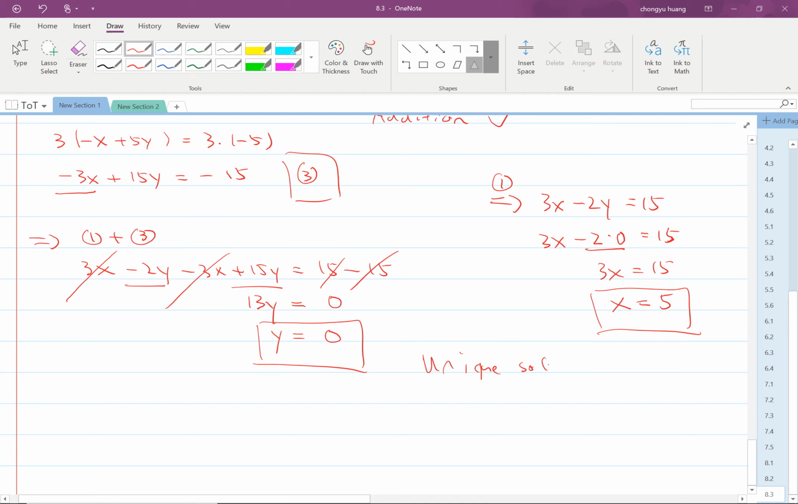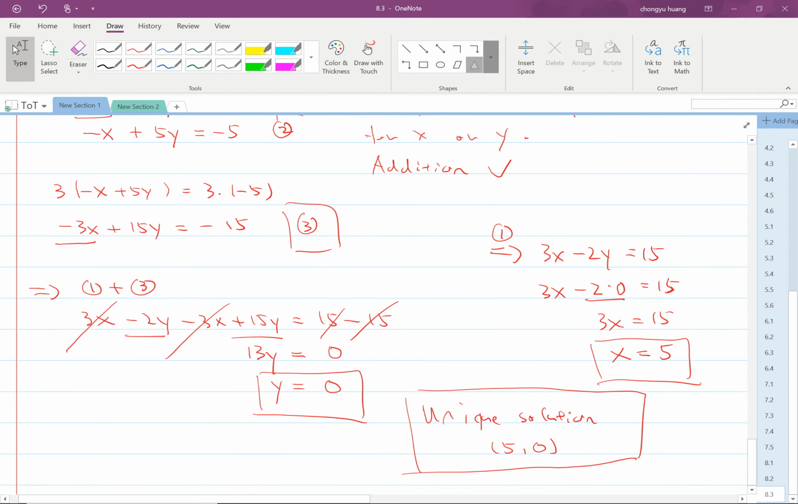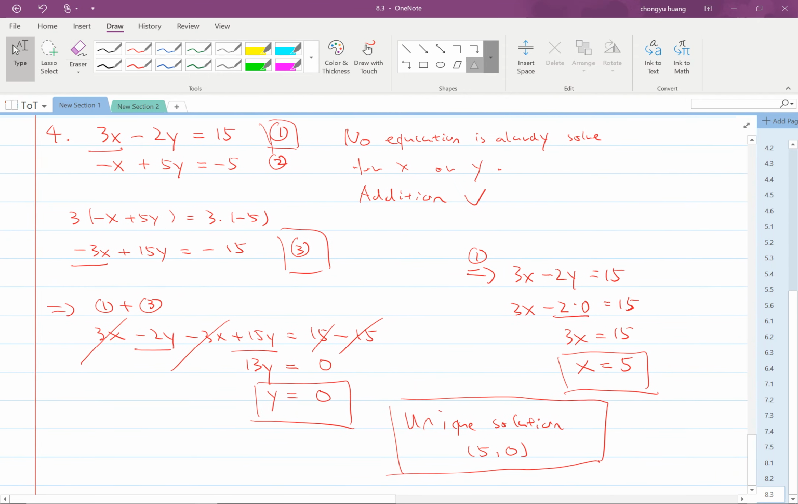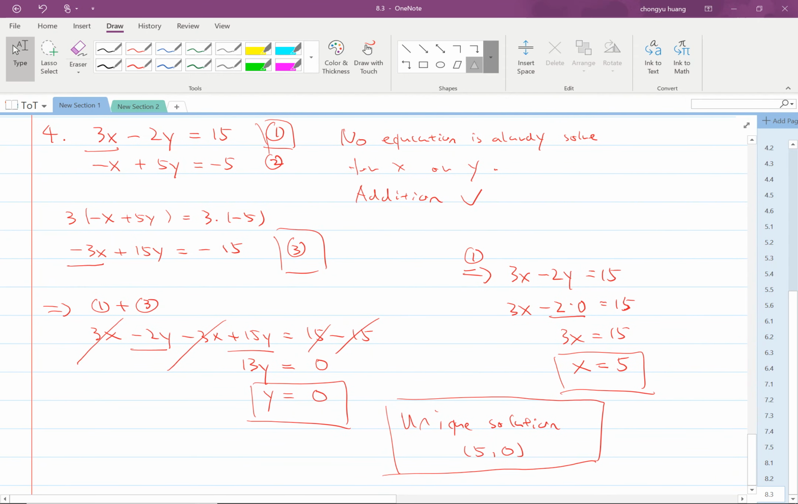Unique solution: x equal to 5, y is equal to 0. Since this is a unique solution, we don't have to state it as inconsistent or dependent. So now we have solved question 4. That's everything for this video.